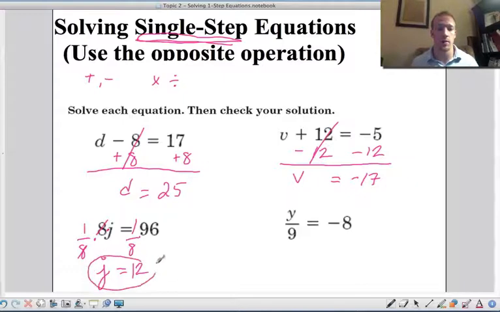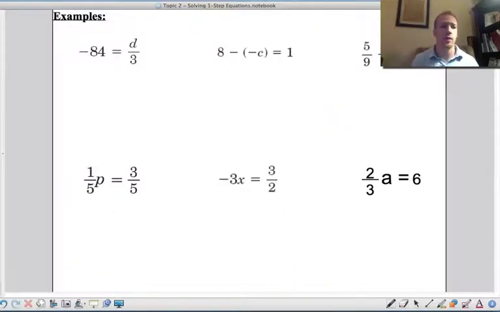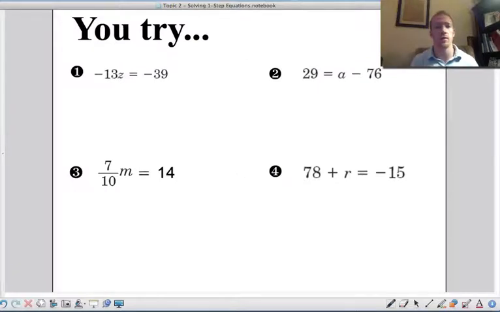There's our answer. And then here, y is being divided by 9. So what undoes division? Right? What undivides? Multiplying. So 9 times on both sides. So that reduces and gives us just a y. Negative 8 times 9 is negative 72. All right, let's see a few more examples, and then you guys will have your U-tries. There's only a few there, okay?